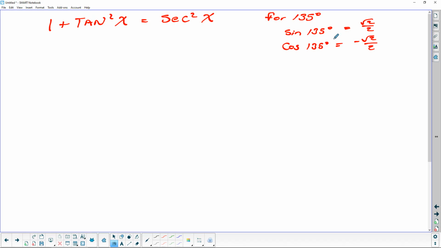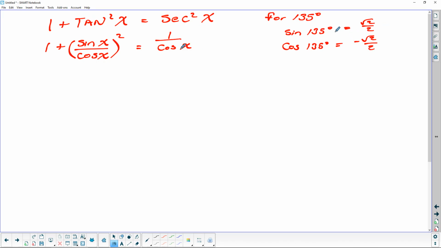Okay, so if we're looking at tangent, we have to put in the quotient identity and use that. So we're going to go 1 plus sine x over cosine x all squared. Or you could say 135 if you want, because that's what we're going to do. And then secant is 1 over cosine. Okay, now we're going to use these values here.